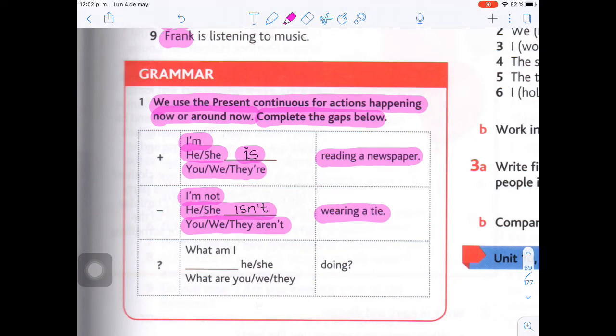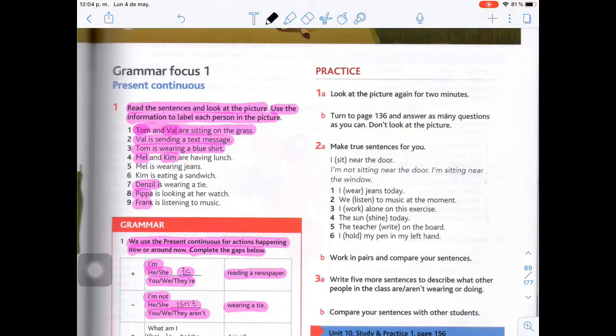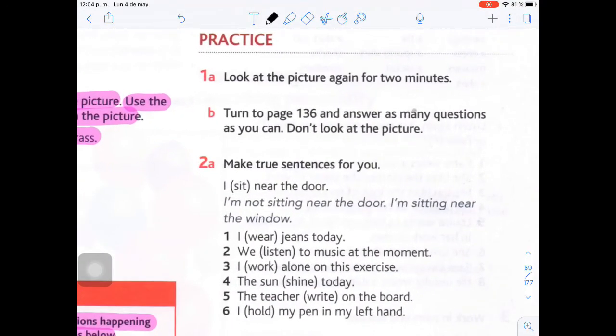Now, how do you make the question? Yes, so complete the question. What am I doing? And here, what he or she is. Yeah. What is he doing? What is she doing? And finally, what are you, we, or they doing? And this is okay. Now we can go to the practice section.